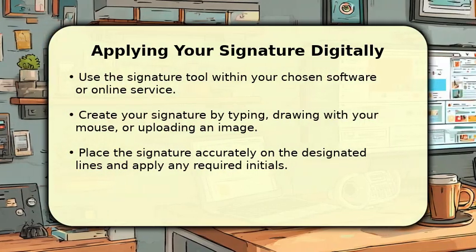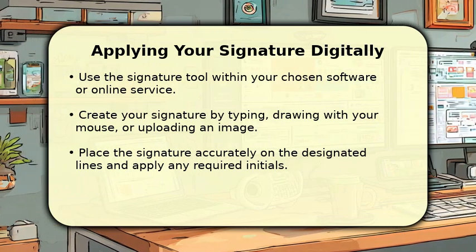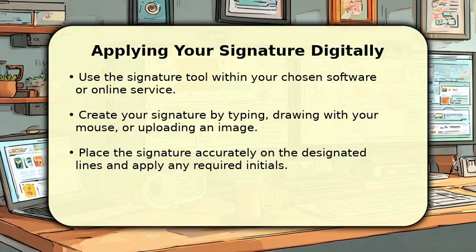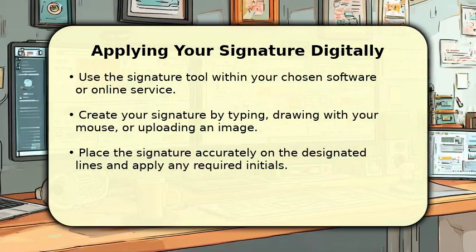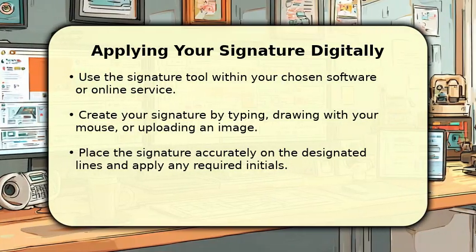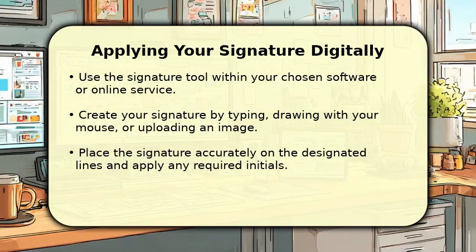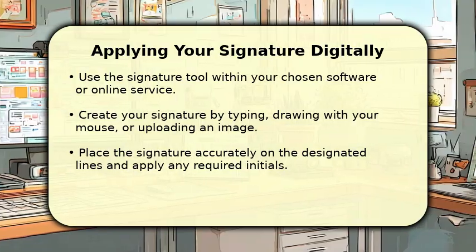Now, navigate to the signature field within your chosen application. You typically have three options: typing your name, which often generates a stylized font, drawing your signature freehand with your mouse or trackpad, or uploading an image of your physical signature. After carefully placing your signature in the correct spot, make sure to save these changes within the document itself, often by clicking a Done or Apply button.